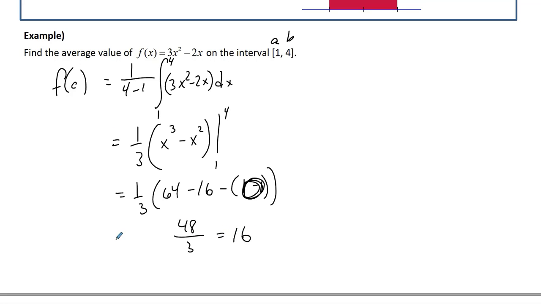So f of c is equal to 16. Okay, great, average value. Fantastic.